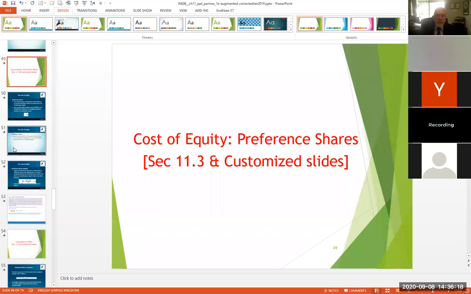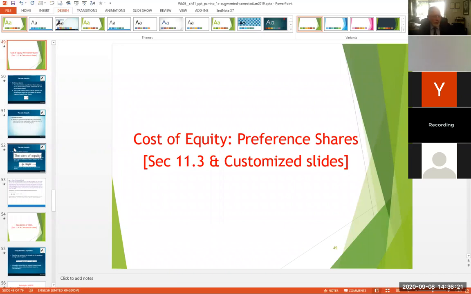Okay, we've just done ordinary shares, so now we'll look at doing a similar thing for preference shares.